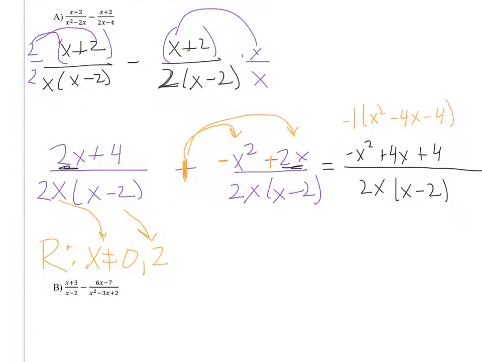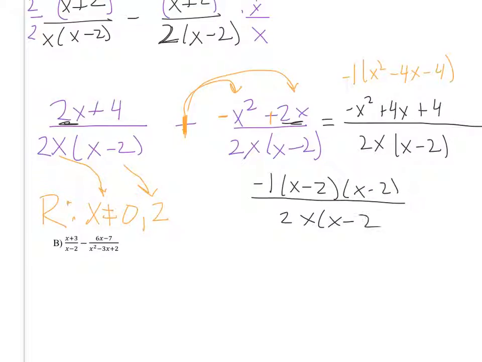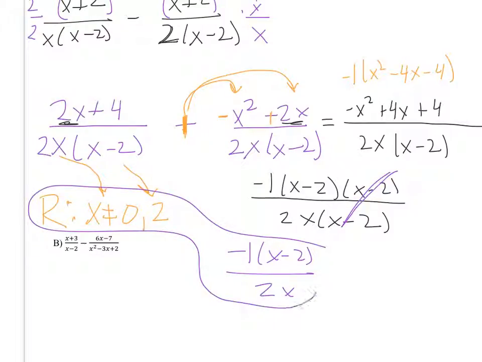So two numbers that multiply to get negative 4, add to get negative 4. I would have this negative 1, and then x minus 2, x minus 2, and on bottom I have my 2x and x minus 2. And again, I need to do that so that I know that these two would cancel out. You only cancel one. There's only one on both top and bottom that I can cancel. So my final answer would be negative 1, x minus 2, over 2x with these two restrictions.